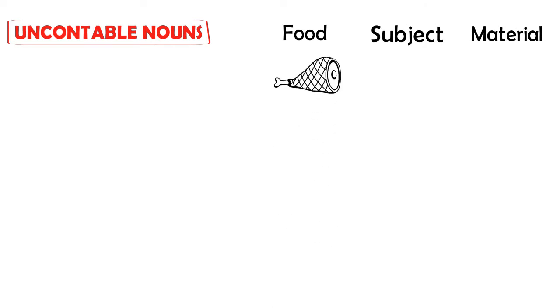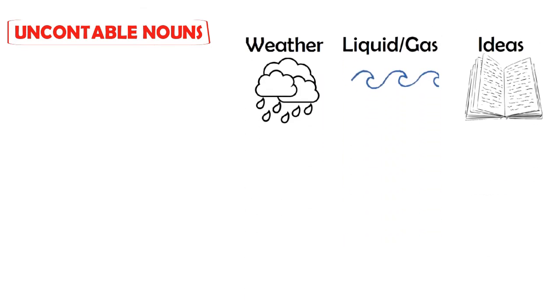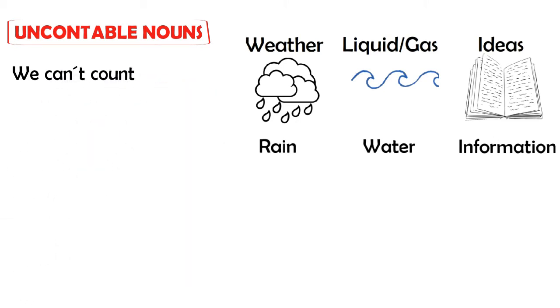Other uncountable nouns could be food, subjects, or materials, like meat, English, or plastic. We cannot say 2 meats, 2 Englishes, 2 plastics. We can also have weather, liquids, and ideas, like rain, water, or information. They cannot be counted. They are uncountable nouns.